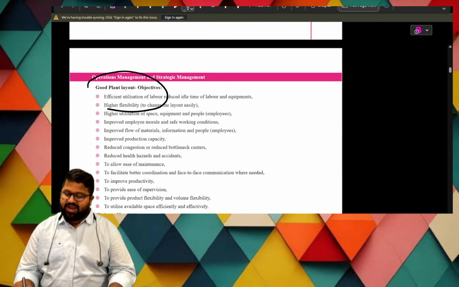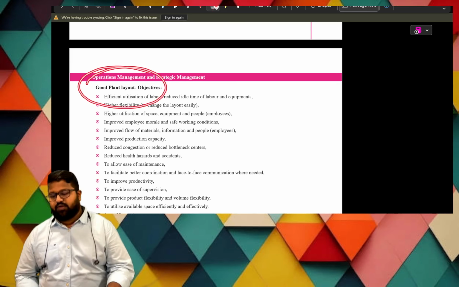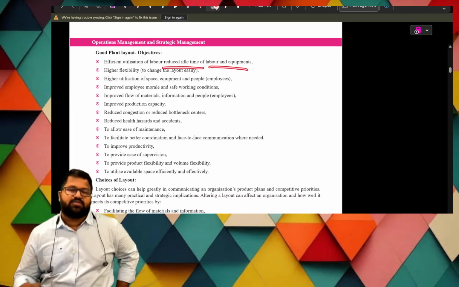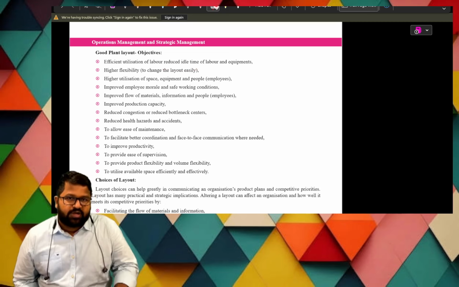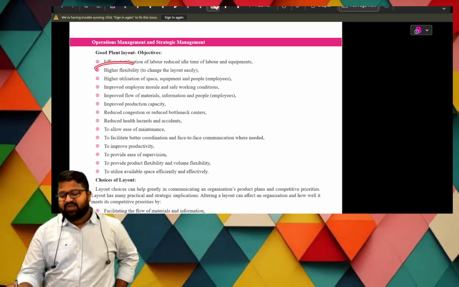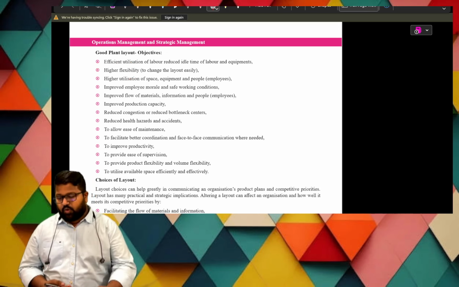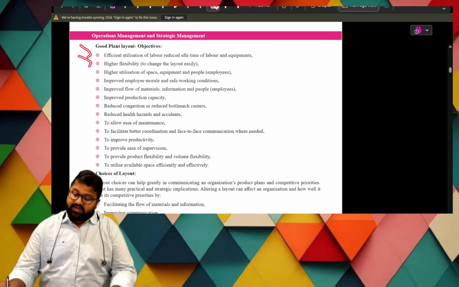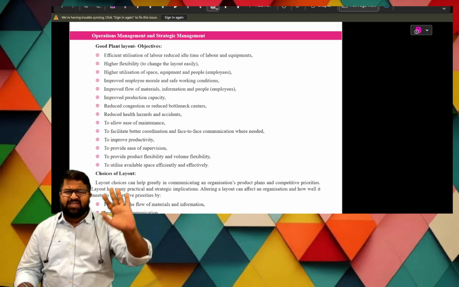Good plant layout objectives are important, so you can expect a question from this area. Efficient utilization of labor, reduced idle time of labor and equipment. We should utilize labor efficiently, and idle time should be reduced, not increased, buddies. And next, higher flexibility. Whenever we want to change the output, we can change. I am selecting only small points. There are n number of points in the exam. I request you to go with just a maximum of 9 points.